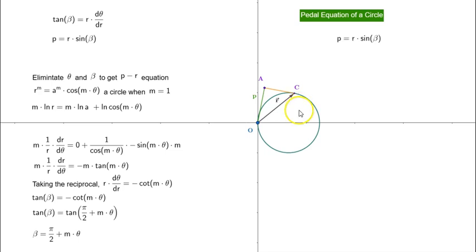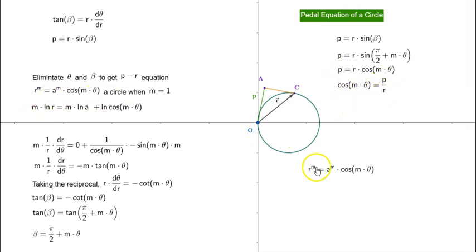P is equal to r sine beta. We have already seen that. So P is equal to r times sine pi by 2 plus m theta, because beta is equal to pi by 2 plus m theta. P is equal to r times cos m theta, because sine pi by 2 plus x is equal to cos x. Cos m theta is equal to P by r.